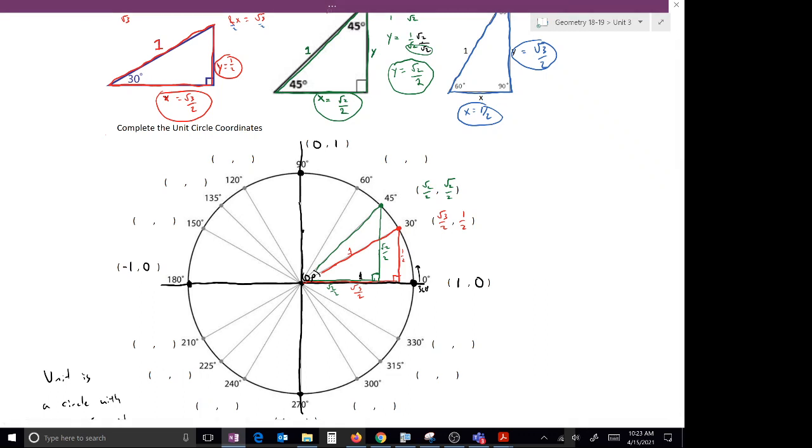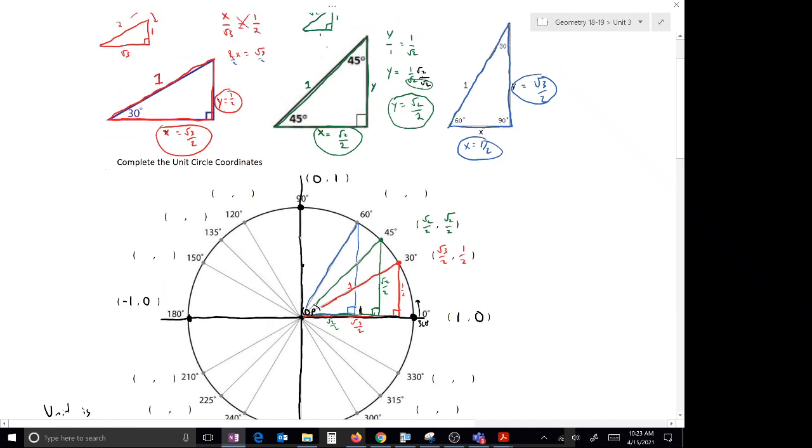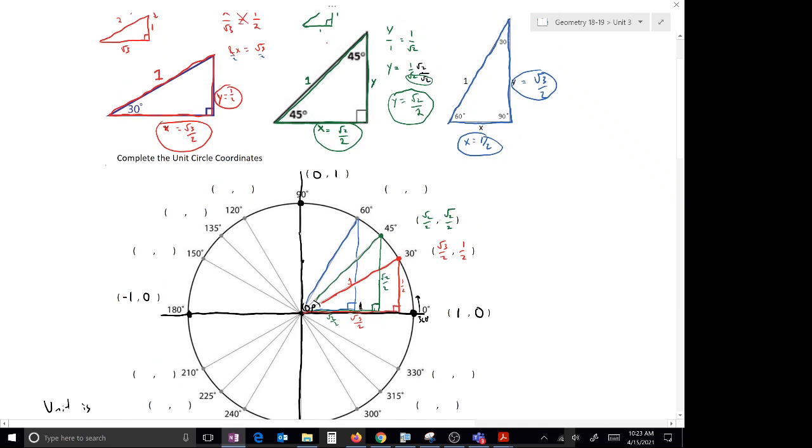And finally, our 60-degree angle. We would use our 60-degree triangle. So that would have an x of 1/2 and a y of √3/2.